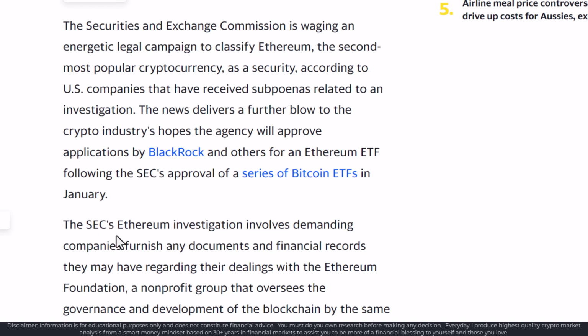The SEC is demanding that certain companies furnish any documents related to financial records that they may have had regarding dealings with the Ethereum Foundation. The word flourish is pretty apt in this particular context. The SEC always wants all the information and it gives none in return.